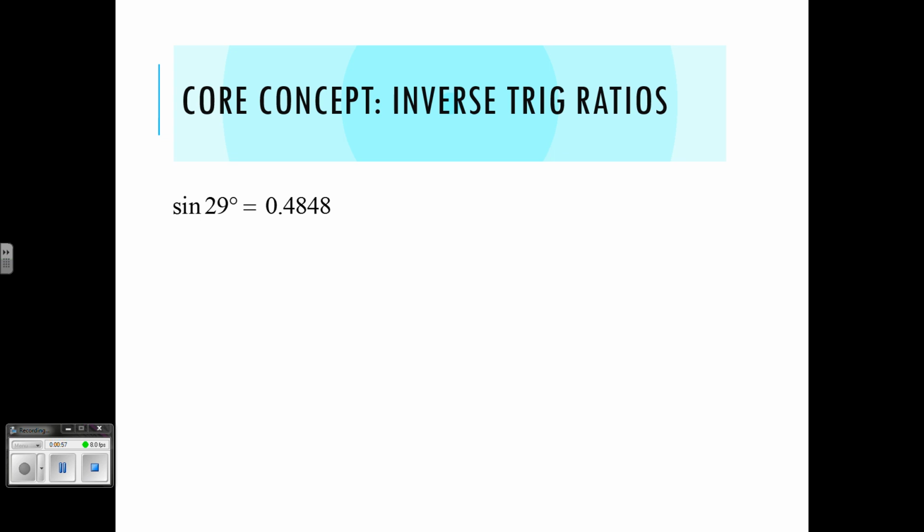But now, what if I asked you instead, the sine of angle A is actually 0.6814. Can you figure out what the measure of the angle is? So in this problem, I gave you the angle and asked you to calculate the sine of it, and you got the ratio or the decimal. In this case, now I'm giving you the ratio or the decimal, and I'm asking you to work backwards to figure out the measure of angle A. That's where the inverse trig ratios are going to come into play.